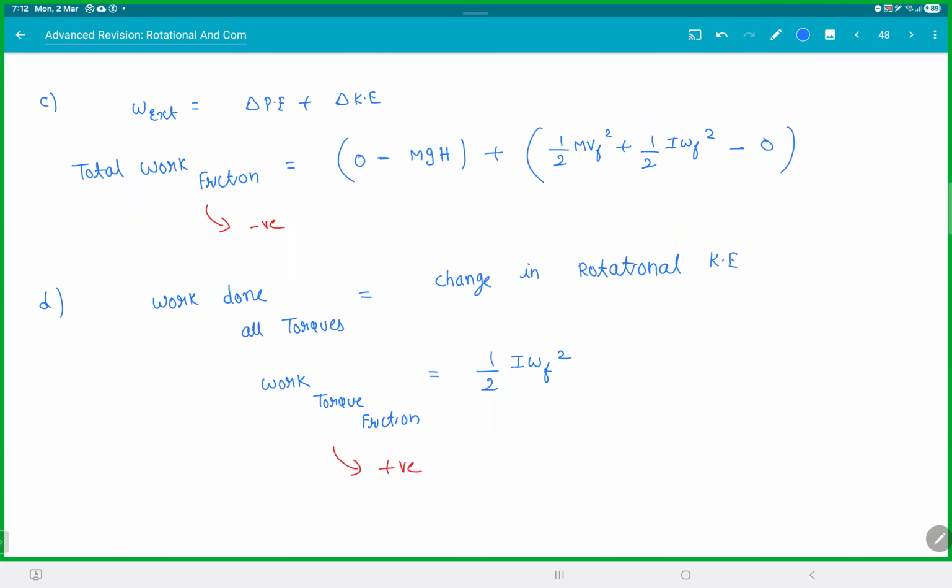So torque can do positive work, but the total work can be negative. So when you say this total work, this thing includes rotation plus translation. So the overall thing is negative. Clear? So that is what makes this a good one. Work done by torque is something else. Work done by friction is something else. Any doubts on this?